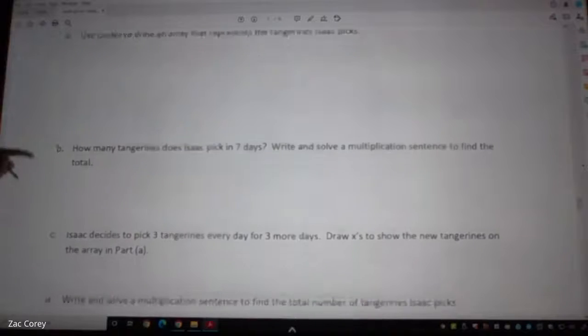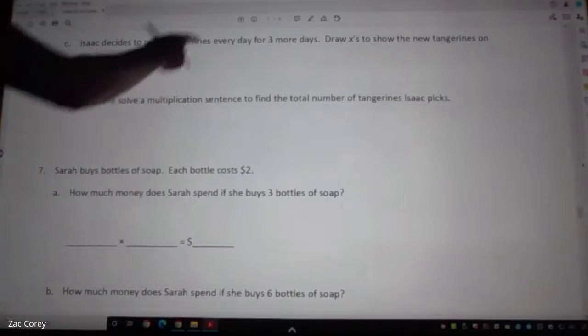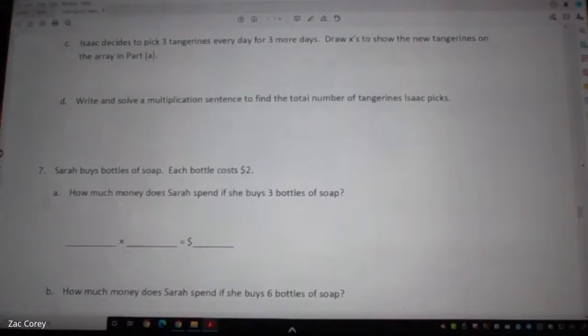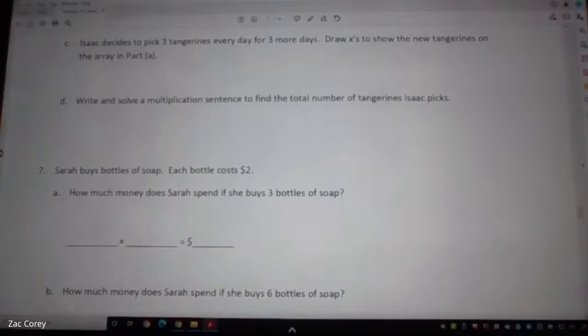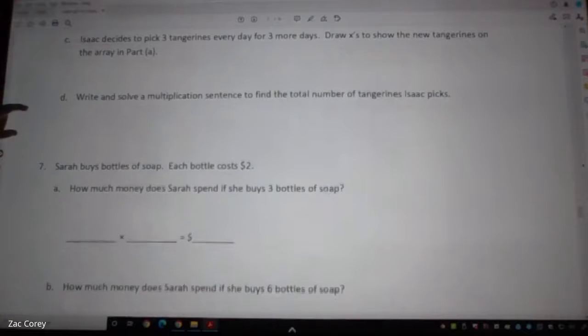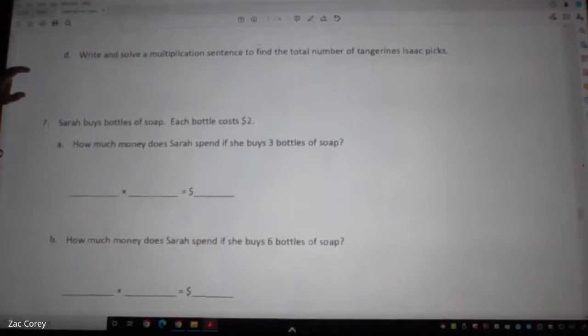So let's go ahead and scroll and look at the next one. Isaac decides to pick 3 tangerines every day for 3 more days. Draw X's to show the new tangerines on the array in part A. So basically instead of just doing 7 days, now he's gonna do it for 3 more days. So a total of 10. So that would give us 10 rows of 3. So I'll go ahead and let you do that on your own. Just draw some more X's up on your array for the first part.